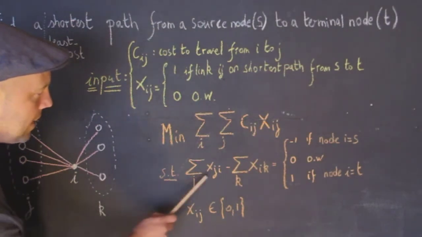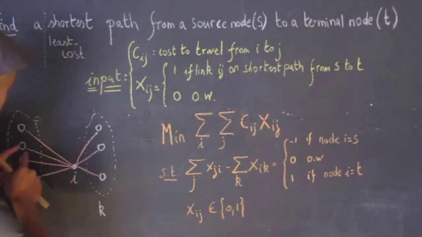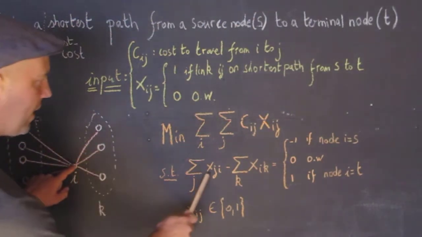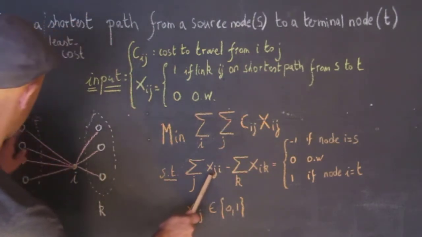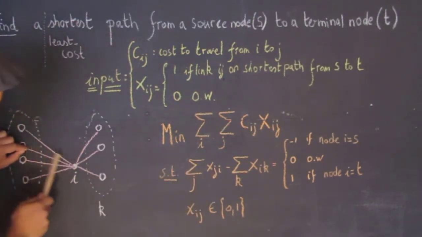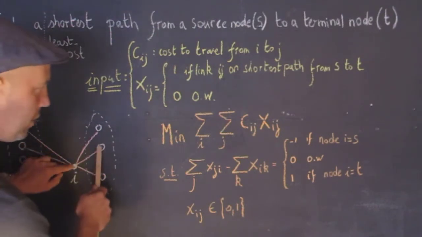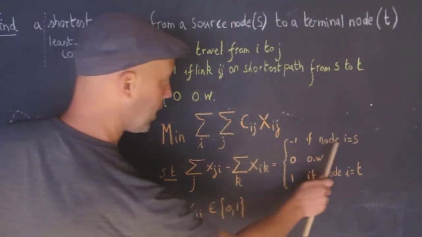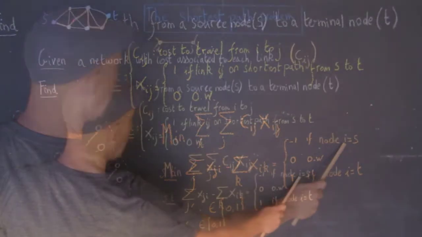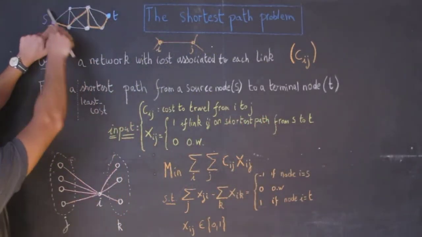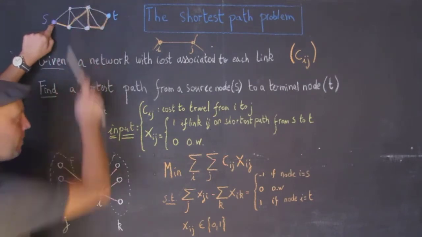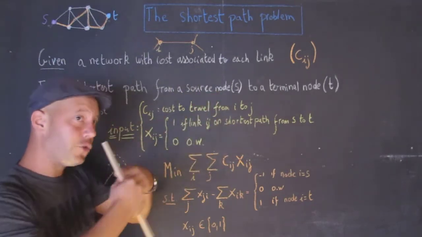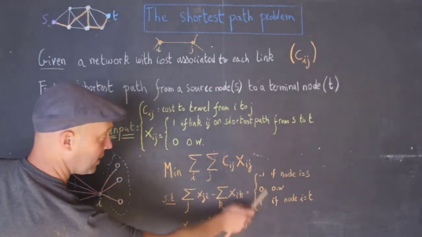We're basically saying that every incoming link that goes to I, Xji, where J is here and goes to I, minus every outgoing link, should be equal to 0. So there should always be an incoming link and an outgoing link, unless the node I is the source, because at the source there is no link coming in, there's only a link going away from it, so that's why it should be -1. And for the terminal node, there is a receiving link and no links that are leaving, so therefore it should be equal to 1. Now this is very important.